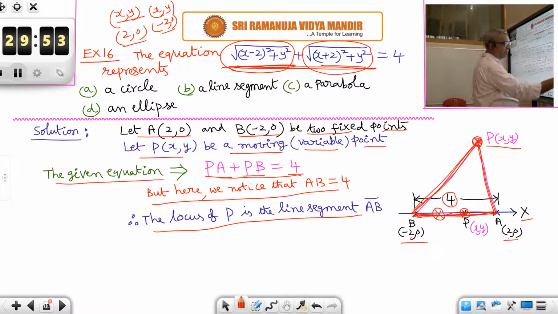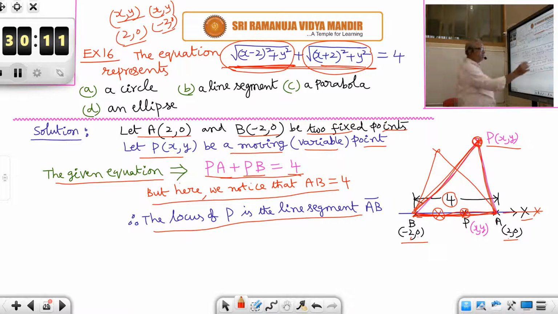All the points between A and B, including A and B. That is the locus, that's all. You cannot go outside the line segment, also on the x-axis. Then PA plus PB will be more than 4. You cannot take any point in the plane also. PA plus PB will be more than 4.